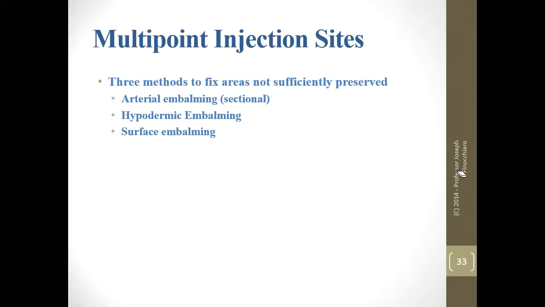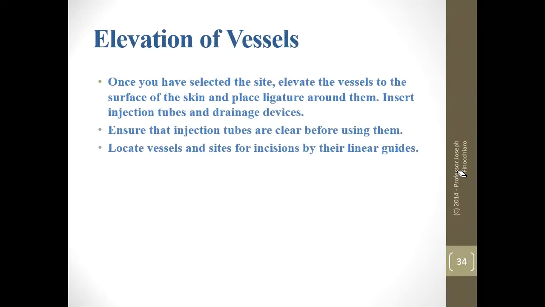If my right leg has not received fluid and the rest of my body has, the first thing I need to do is go right down to the leg and try to inject that via the inguinal or the femoral artery. The next thing I can do then is hypodermic embalming, and finally surface embalming using compresses, gels, etc.